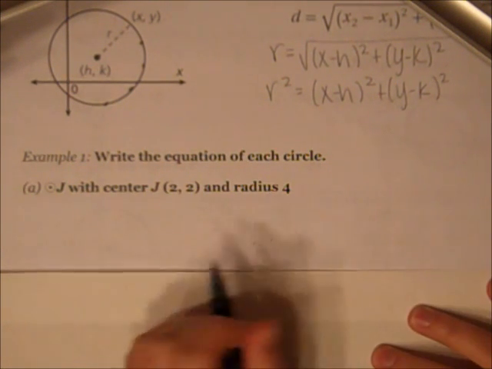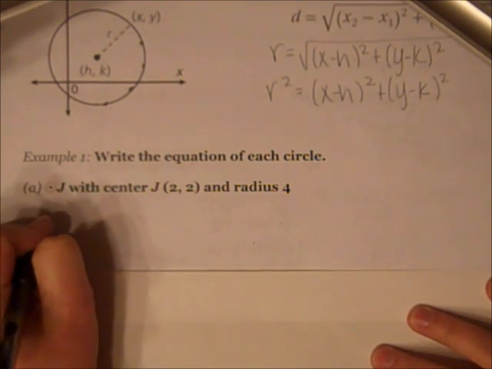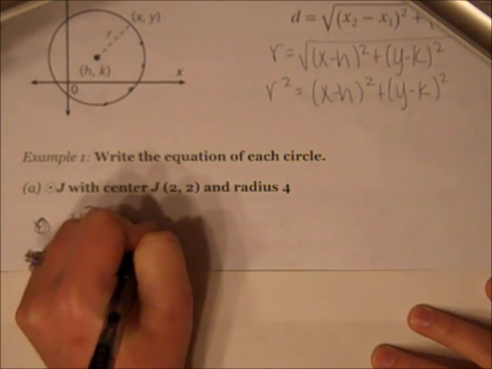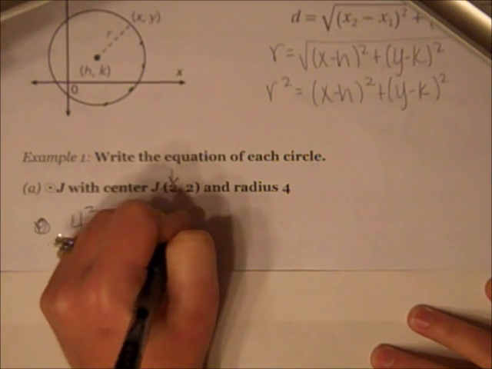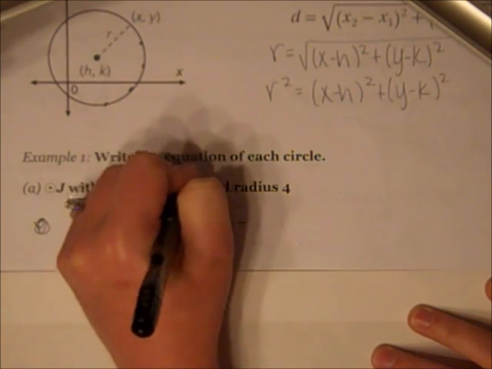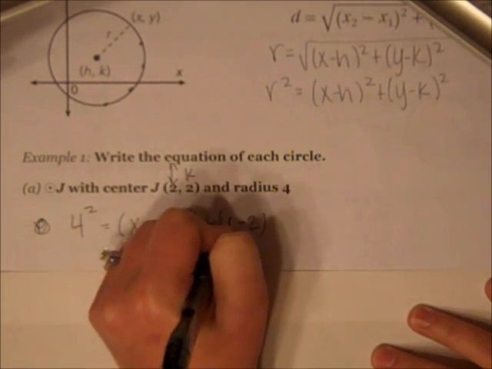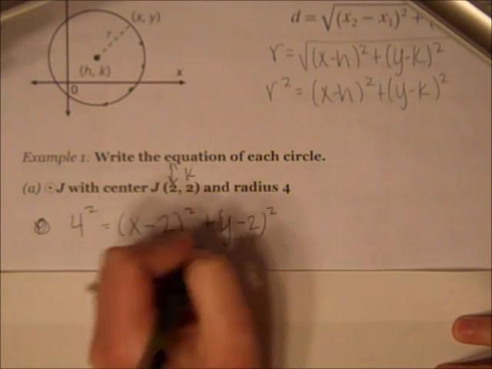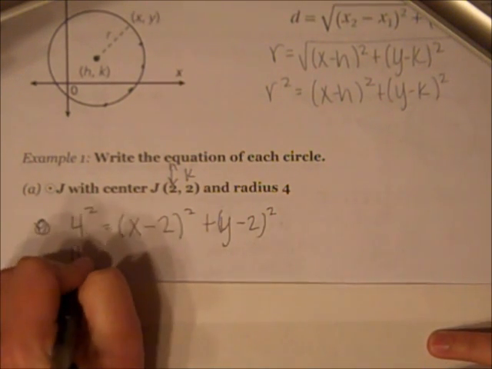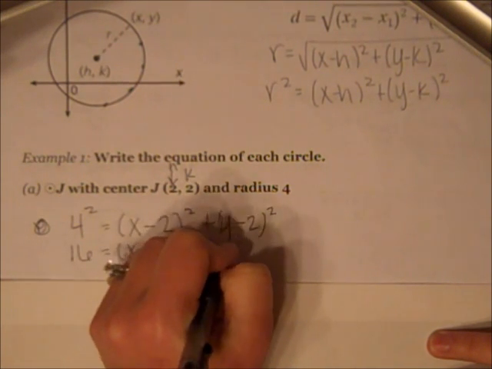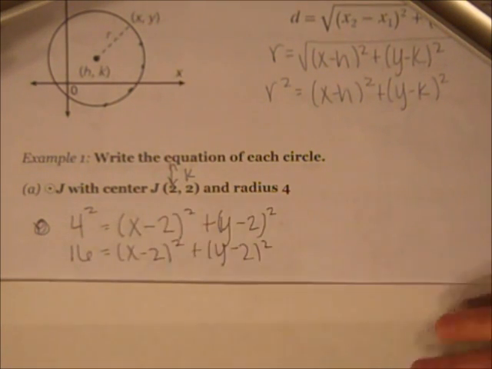So in this case, the radius is 4. So we have 4 squared is equal to X minus, this is H, squared plus Y minus, this is K, squared. Now in this case, they're both the same, but it still works out. Okay, so then all I have to do is simplify. 16 equals X minus 2 squared plus Y minus 2 squared. That's it. That's all she wrote.